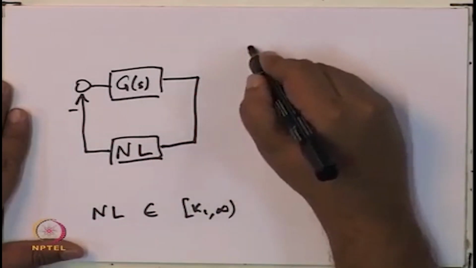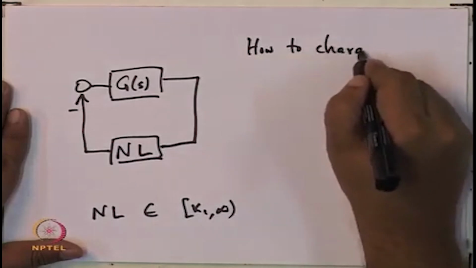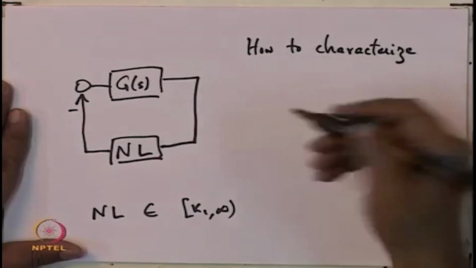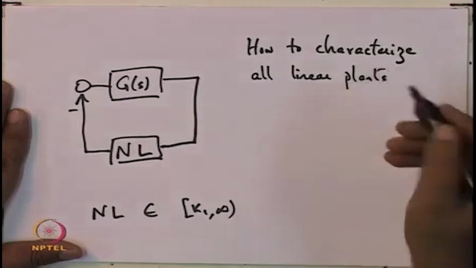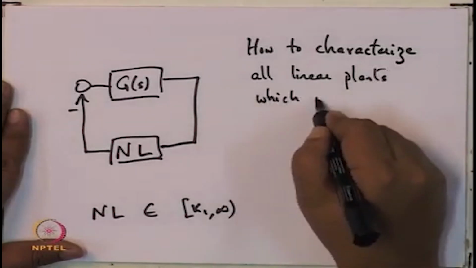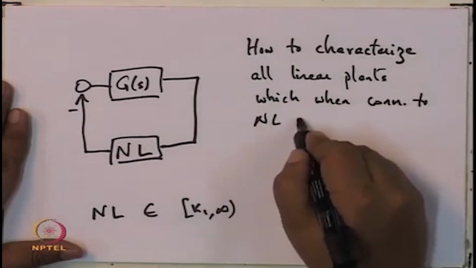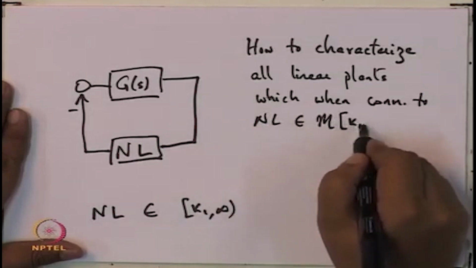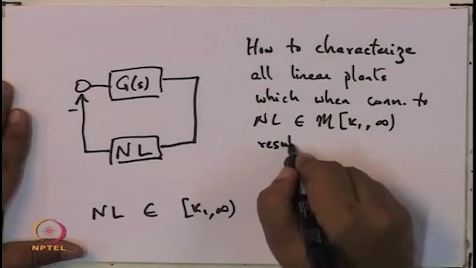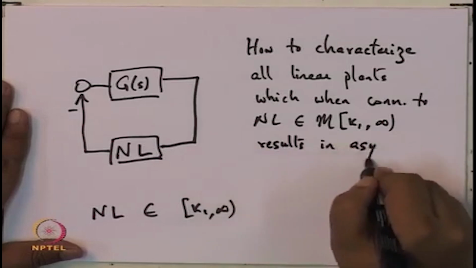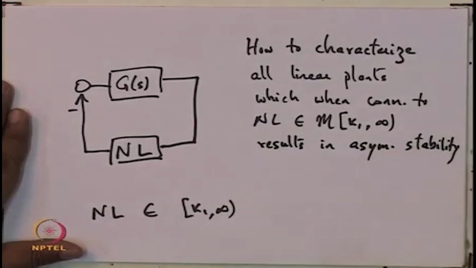So the question we would ask is the following: how to characterize all linear plants which, when connected to a nonlinearity in the K1 infinity sector, result in asymptotic stability.